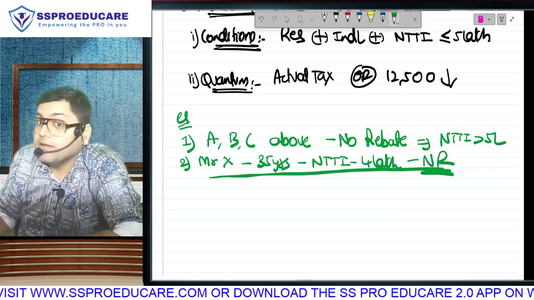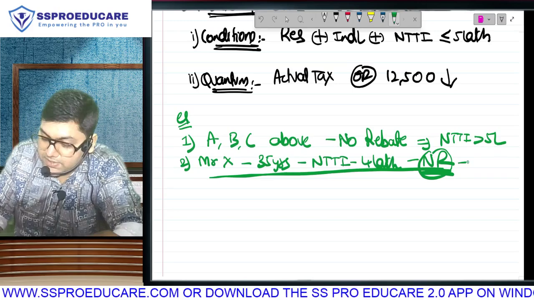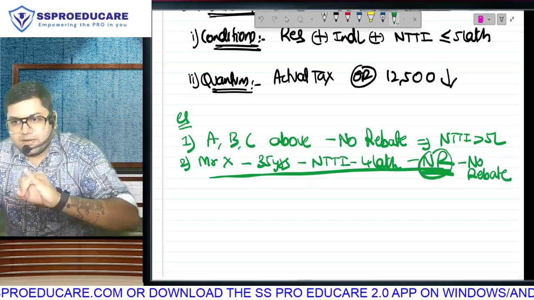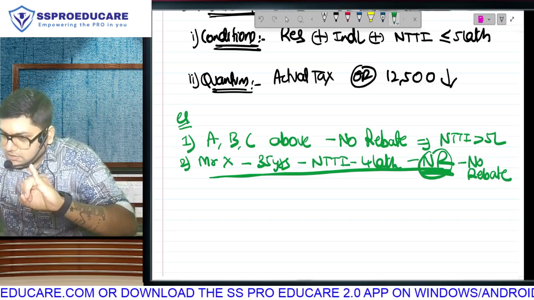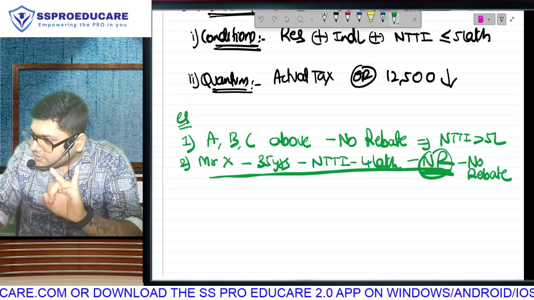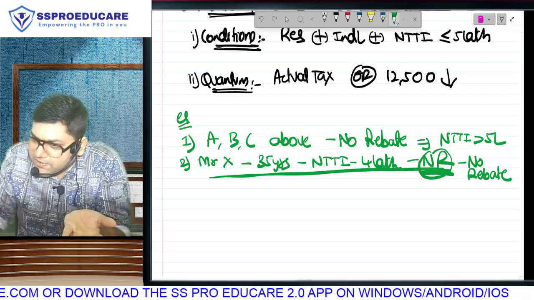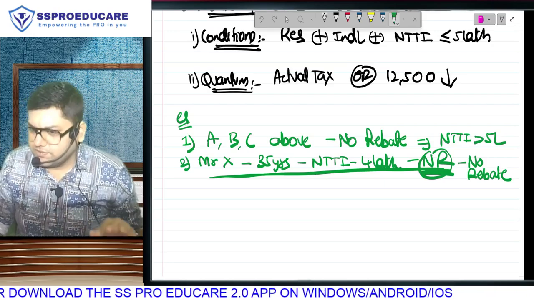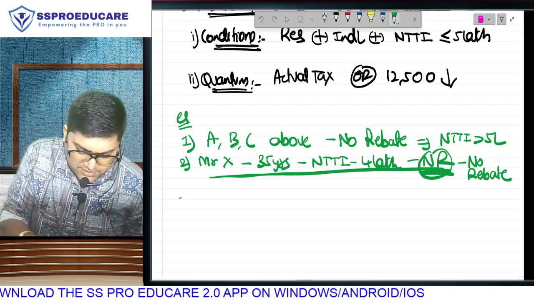Huh? No. Why no? Because he is a non-resident. Wait a minute. Is he an individual? Is income within limit? So 2 out of 3 conditions fulfilled, no? No? You have to fulfill all 3 conditions to get rebate. Okay, fine. Next example.